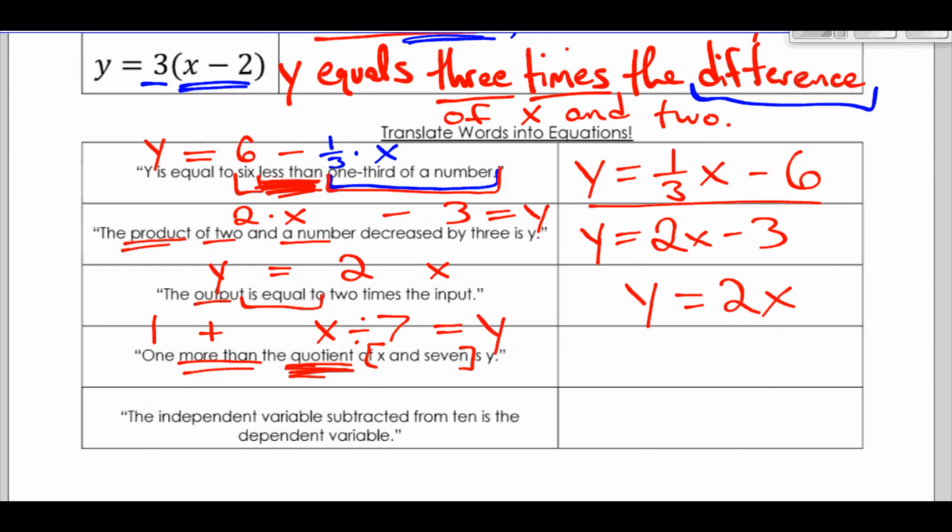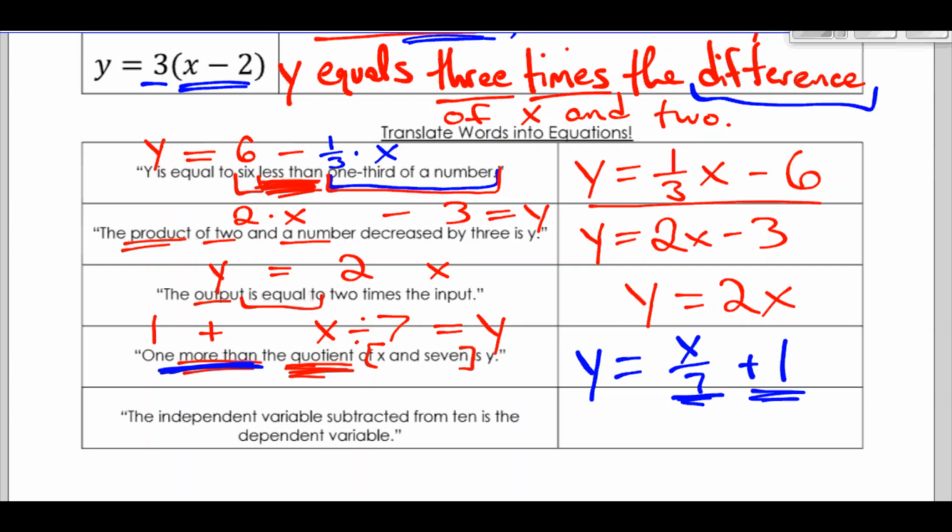Now, I got a couple things going on there. Usually, when you see the quotient, we're going to see that as a fraction. So we're actually going to put the x over 7. We also have one of those switching phrases, more than. It's one more than that quotient. I'm going to put the y first again. That's not switching the order. That's just rearranging it just because I like seeing the y first. Y equals 1 more than the quotient of x and 7.